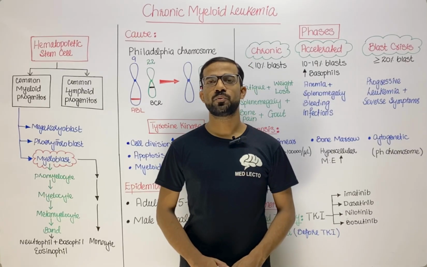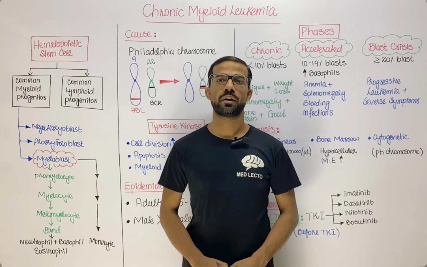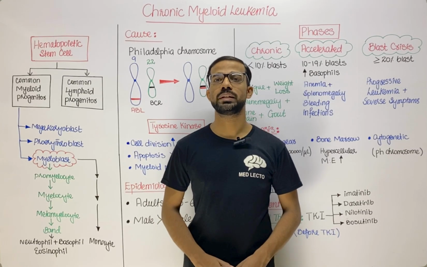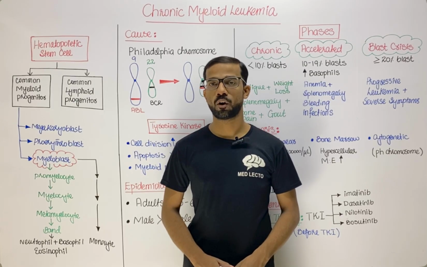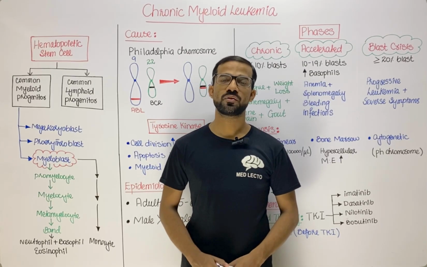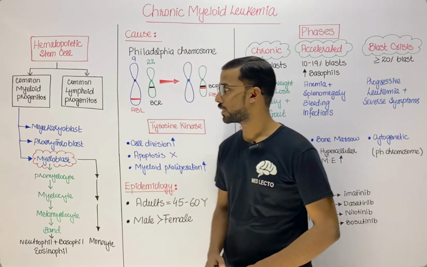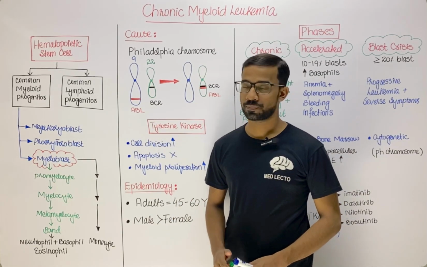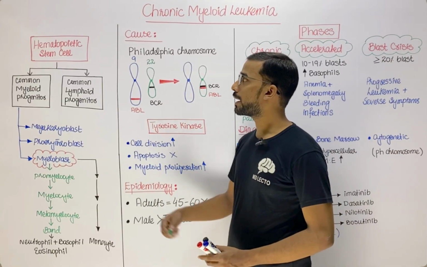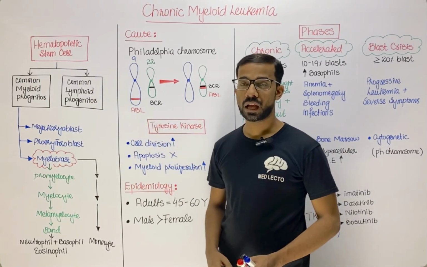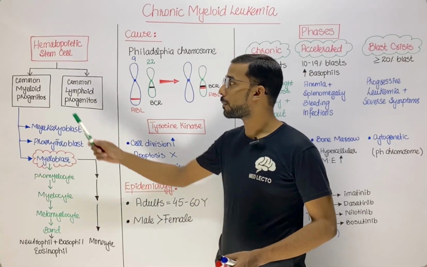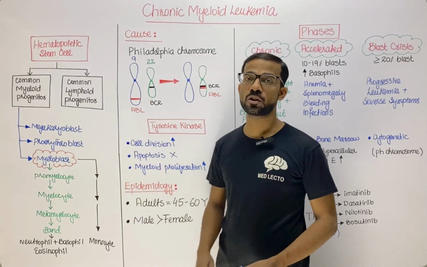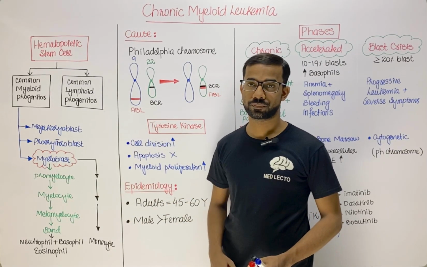In the previous lecture, we discussed acute myeloid leukemia, but now we will discuss chronic myeloid leukemia. So without wasting time, let's get started. Again, we will look at the blood cell lineage. It starts from the hematopoietic stem cell. It has two lineages, the common myeloid progenitor and the common lymphoid progenitor.